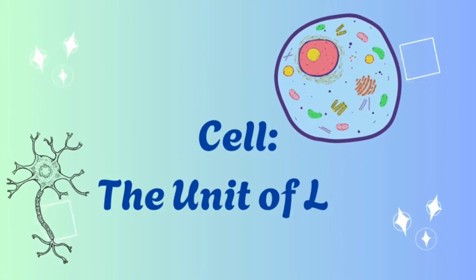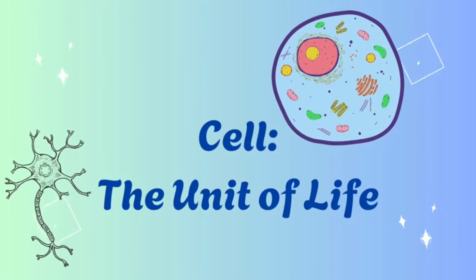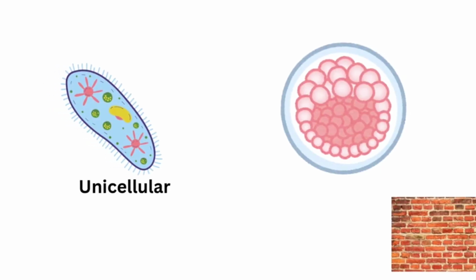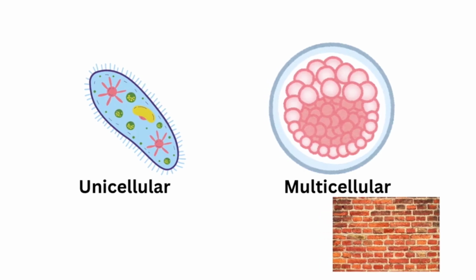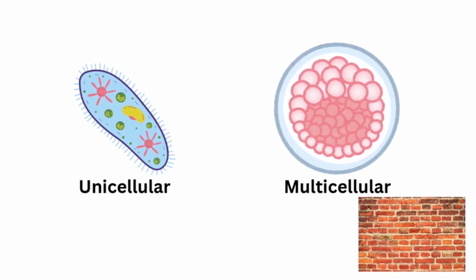Cell, the basic unit of life. Cells can be unicellular, that is a single cell performing all types of functions, whereas they can be multicellular, having so many cells. So it is the basic unit of life, just like a house is made up of so many bricks.